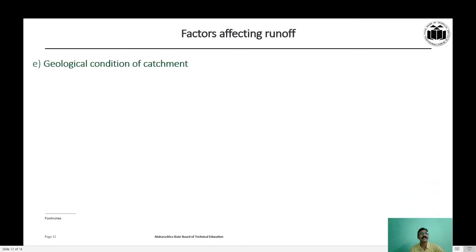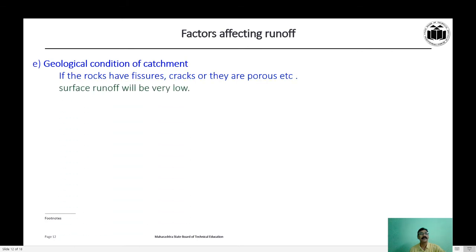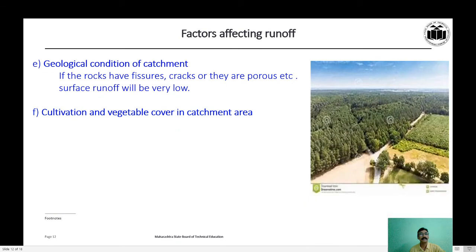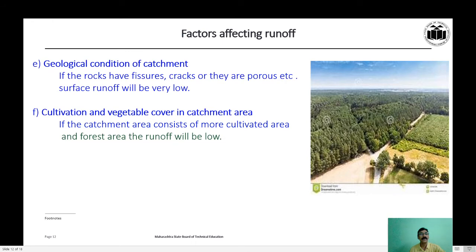Next one is geological condition of catchment. If the rocks have fissures, cracks, or they are porous, etc., the losses will be more and surface runoff will be very low. Cultivation and vegetable cover in catchment area. If the catchment area consists of more cultivated area and forest area as shown in figure, the losses will be more and the runoff will be low.